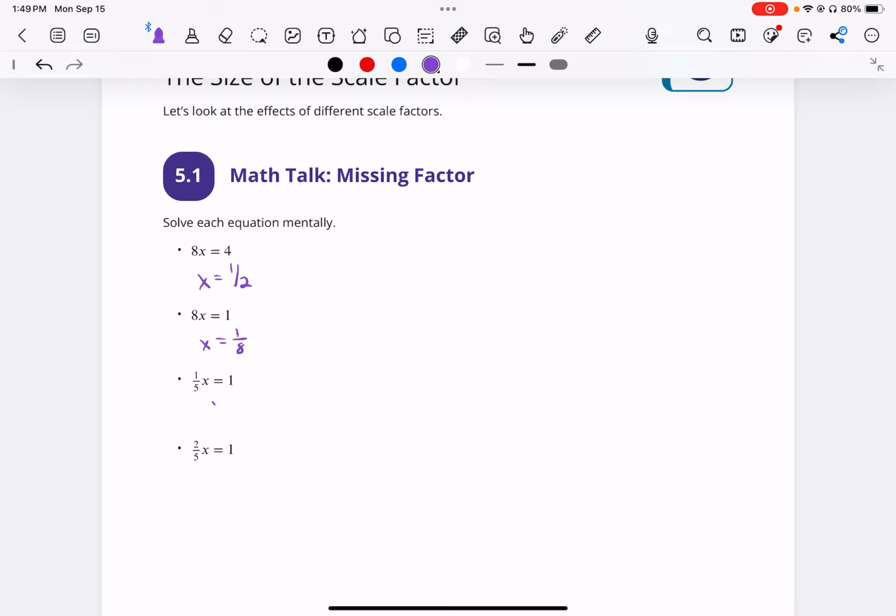1/5 times something gives me 1. Whenever you're multiplying two numbers and you want it to equal 1, it's just going to be the reciprocal. So my answer here is 5/1. And same with this next one. We have 2/5 times something gives me 1. So the reciprocal would be 5/2.